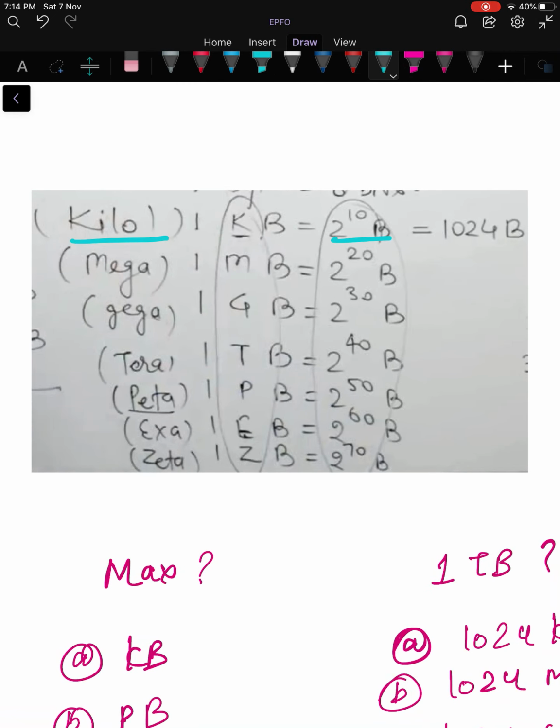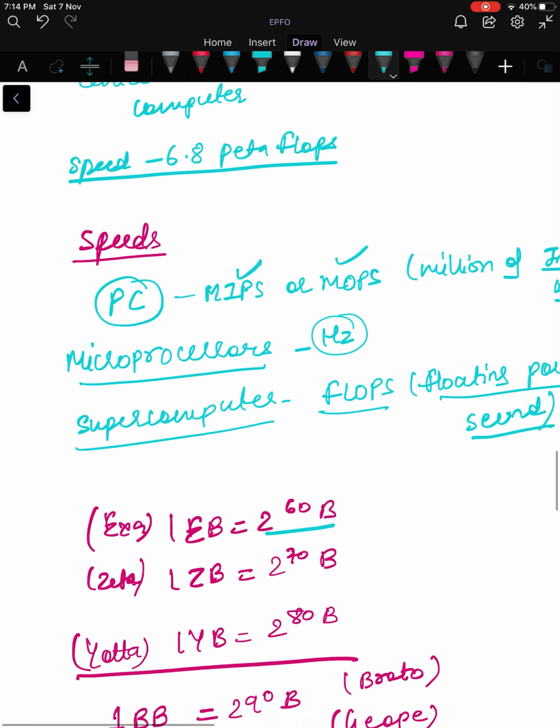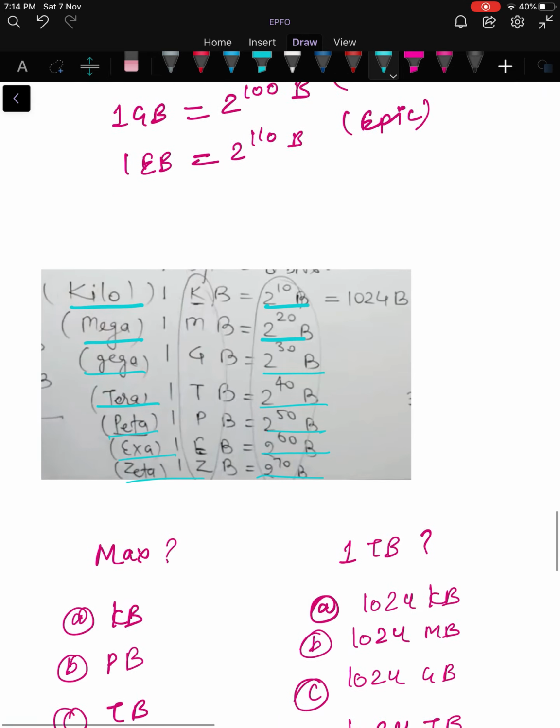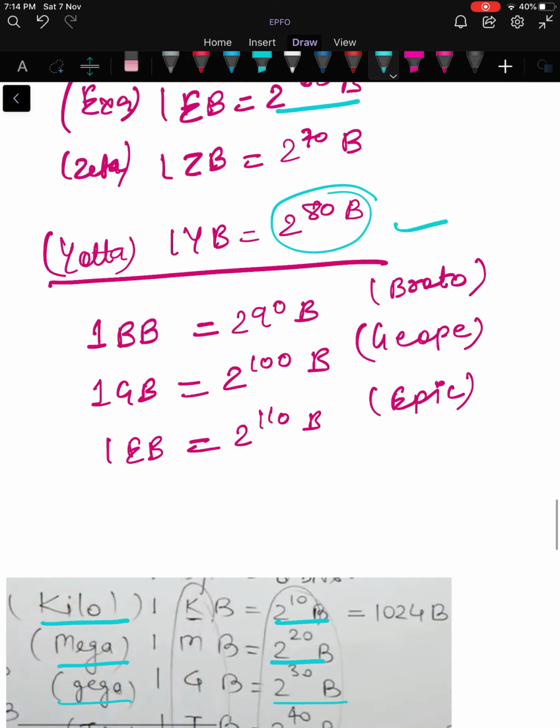1 kilobyte is equal to 2 to the power 10 bytes, 1 megabyte 2 to the power 20 bytes, 1 gigabyte 2 to the power 30 bytes, 1 terabyte 2 to the power 40 bytes, 1 petabyte 2 to the power 50 bytes, 1 exabyte 2 to the power 60 bytes, 1 zettabyte 2 to the power 70 bytes, and 1 yottabyte equals 2 to the power 80 bytes. We have to remember it till here, and if you remember it, it's a good thing.